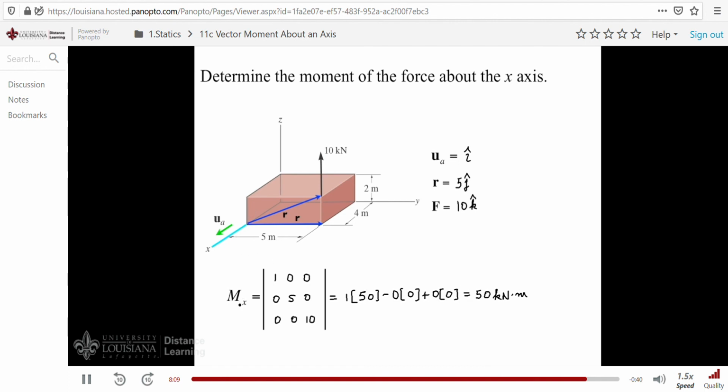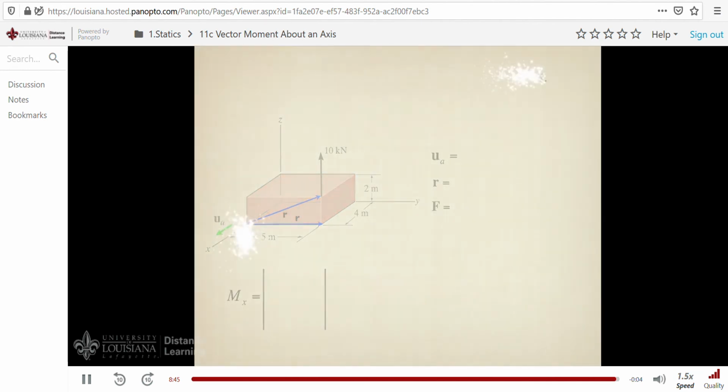If I want to express my moment as a vector, I simply would write it as a product of two things. And that is, it would be its magnitude, which of course is 50, and then its direction, which is defined by the unit vector of the axis, of course. And then we would close the braces and we put down our units. And that would be our result. And so having completed the problem, now we'll end the lesson.